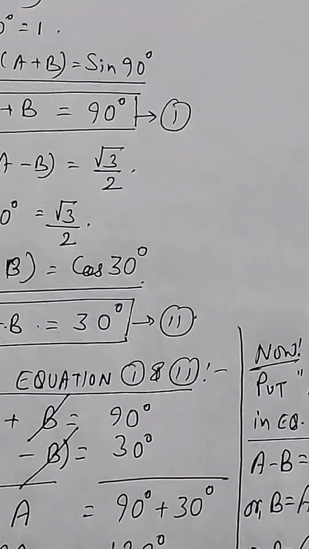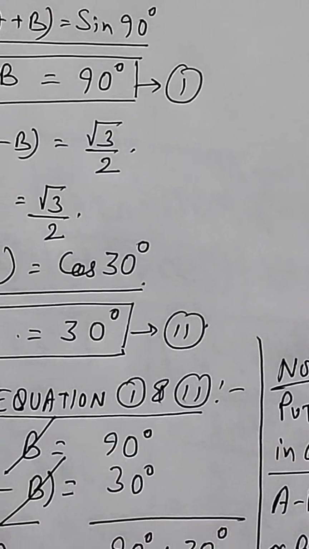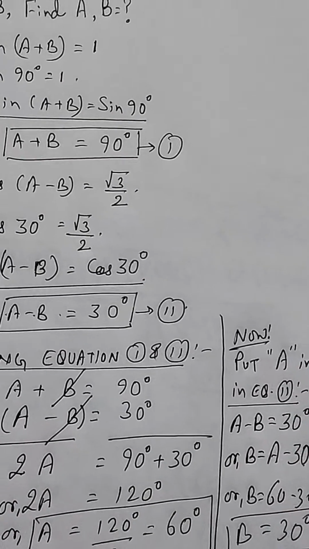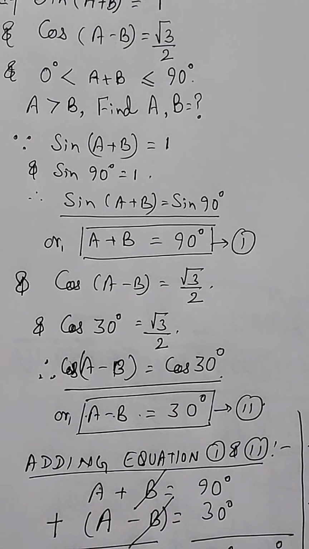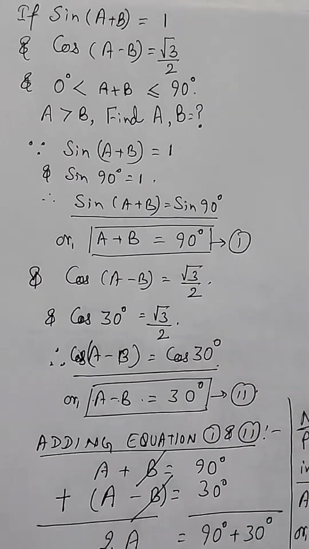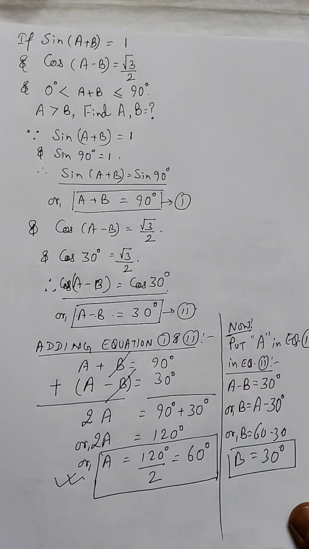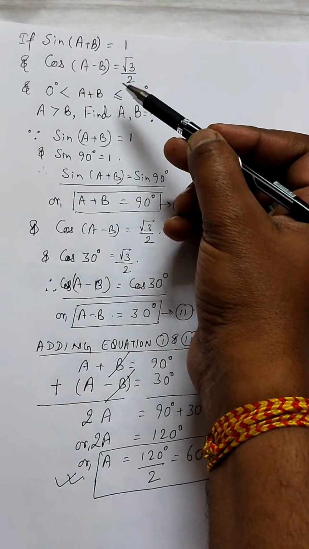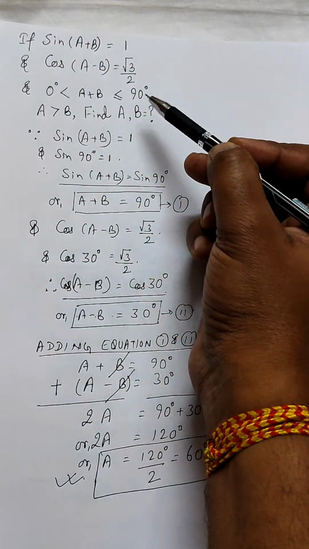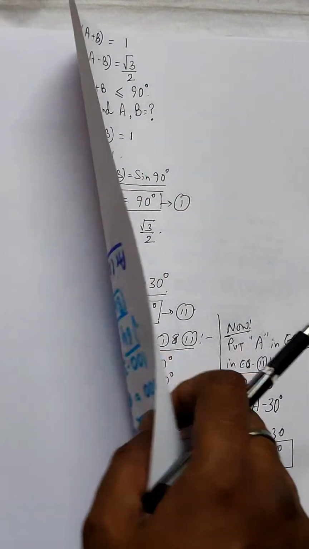So today we will solve one question of trigonometry where the trigonometrical ratio of the sum a plus b is given to you, and the sine of that is known. Here it's given that sine of a plus b equal to 1, cos of a minus b equal to root 3 by 2, and this is the condition. Then how will we solve this question? Let us see it.